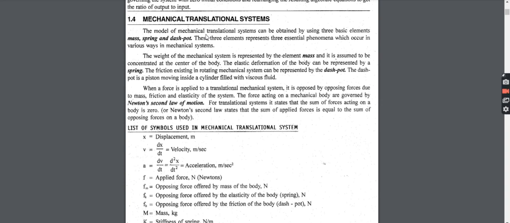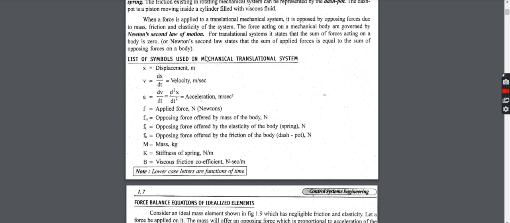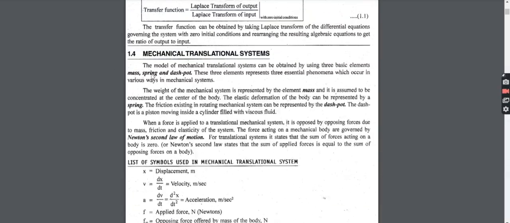Since the applied force and the opposing forces are in opposite directions, the algebraic sum of the forces acting on the system is zero. It means that when the applied force equals the opposing forces, they cancel out. They are equal. Now, the three important terms we have to talk about here are mass, spring, and dashpot.